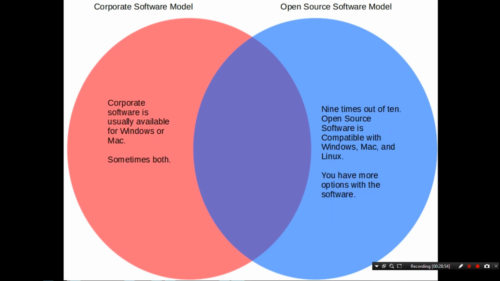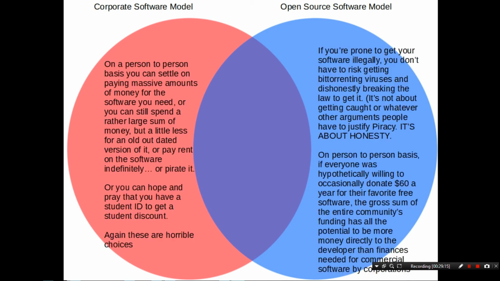Corporate software model. Corporate software is usually available for Windows or Mac. Usually not for both, but sometimes for both. Now, with the open source software model, 9 times out of 10 open source software is compatible with Windows, Mac, and Linux. And so most of the time you have more options with the software.